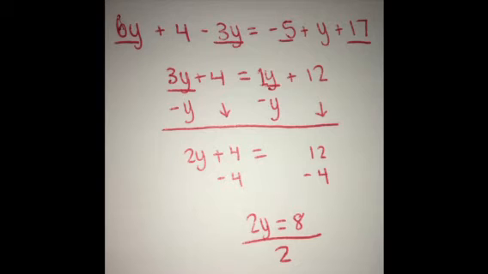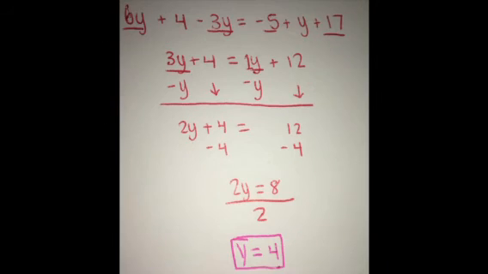Then you're going to subtract y from both sides and end up with 2y plus 4 equals 12. You're going to subtract 4 from both sides and end up with 2y equals 8, divided by 2. The answer you should get is y equals 4.